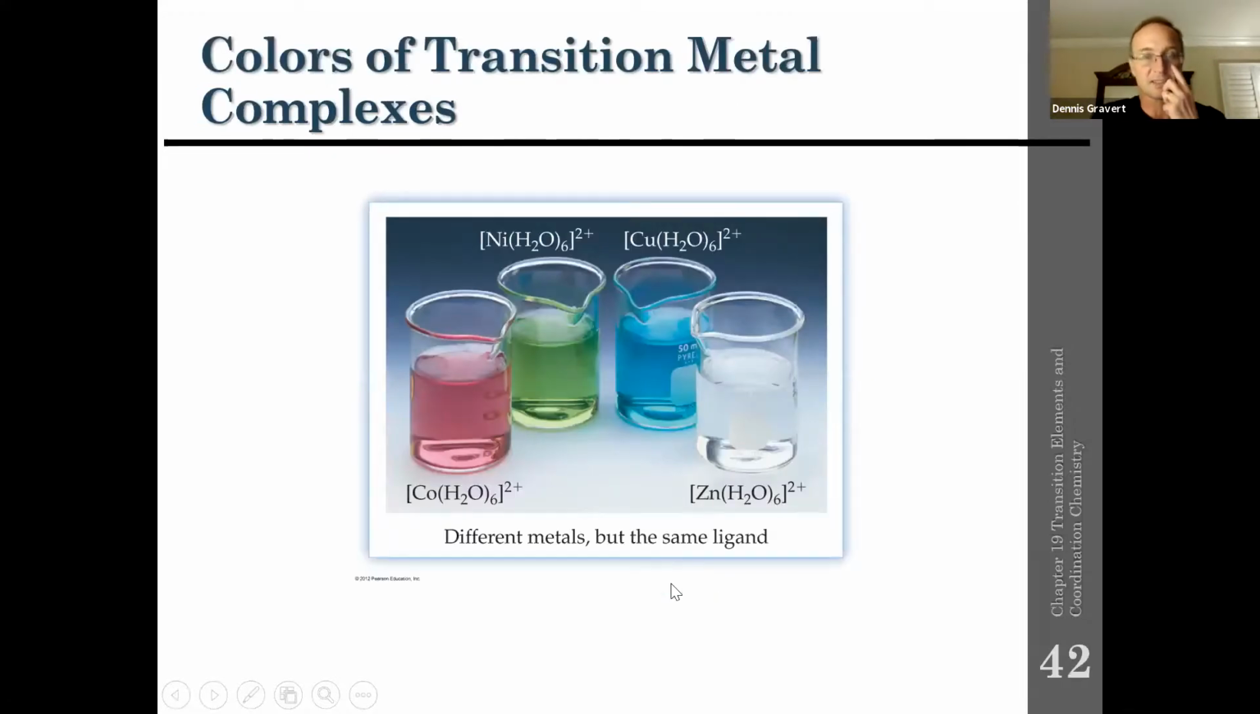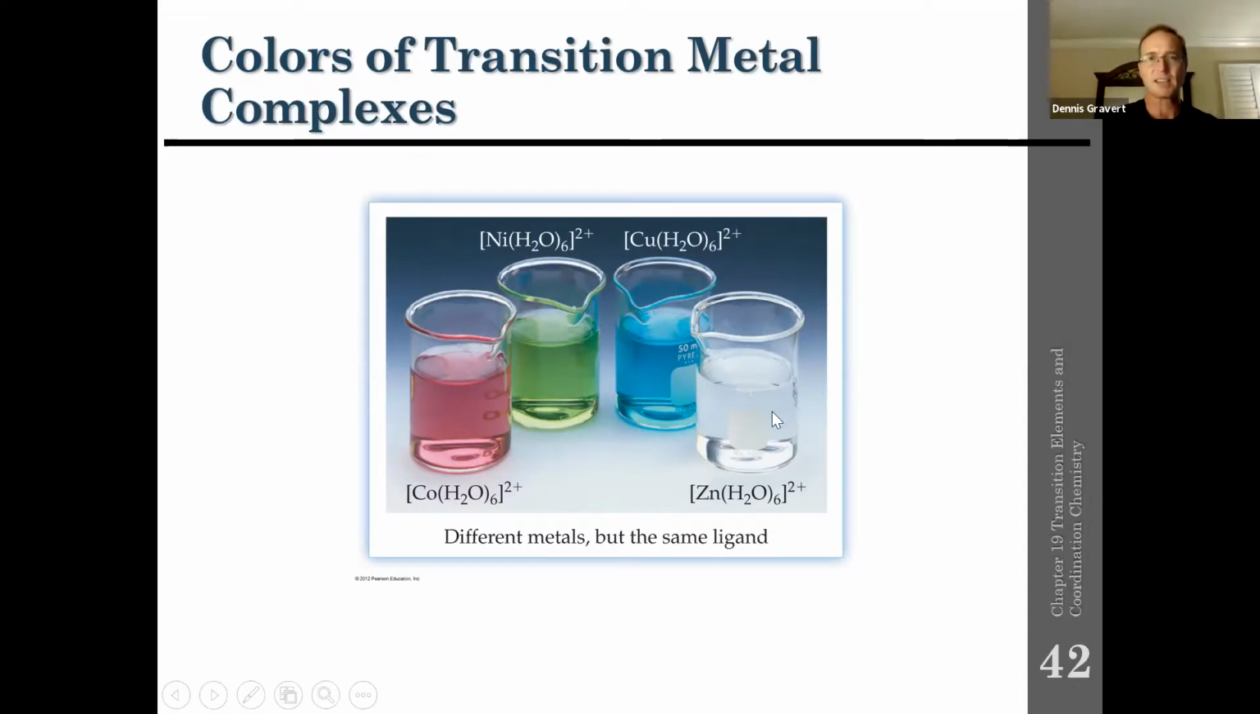So here are different ways to make different compounds. One idea is to change the metal, so the ligands are all the same. This is all water bound to cobalt, water bound to nickel, water bound to copper, water bound to zinc. And these all have different colors.